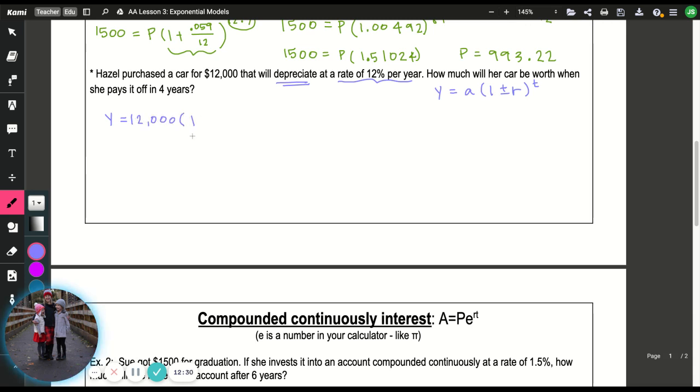We always start with 1. It's depreciating. That means losing value. When you buy a new car, it loses value. So we're going to subtract. If you buy a used car, frankly, it usually loses value.